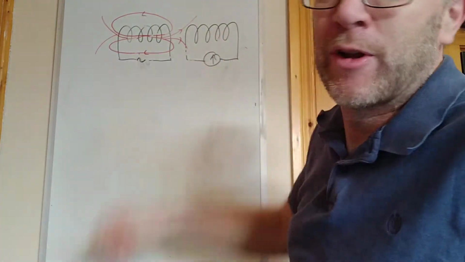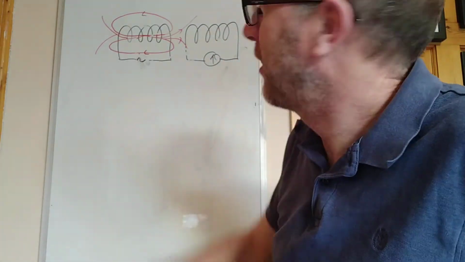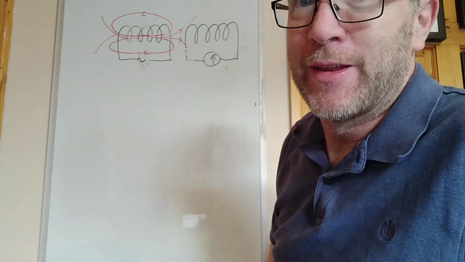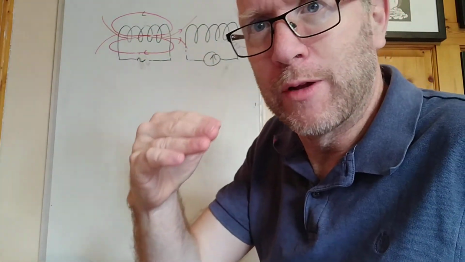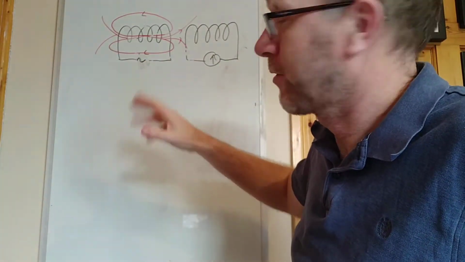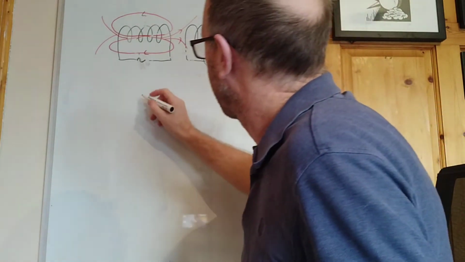And the EMF induced will also be alternating. And it will actually depend on the number of turns in the primary and the number of turns in the secondary. And this is how we bring voltages up and voltages down using what's called a transformer. Okay, so let's have a look.